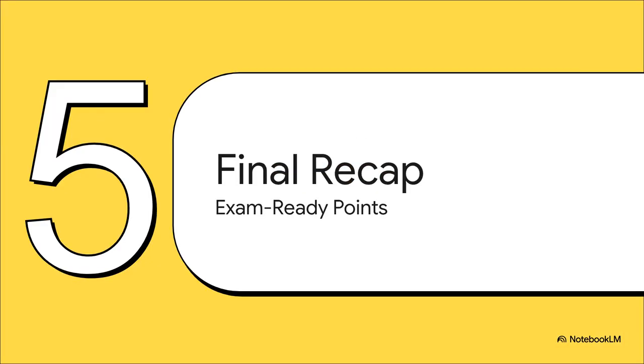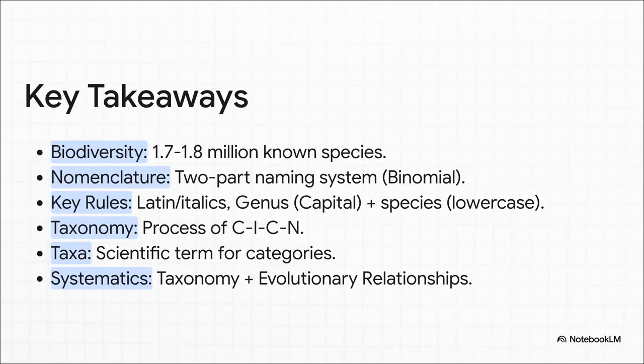Whew, we've covered a ton of key info. So let's do a super fast, high-speed recap of everything you absolutely need to remember for your exam. If you want to take a screenshot, now is the time. All right, here we go. Biodiversity, 1.7 to 1.8 million species. Nomenclature, the two-part naming system from Linnaeus. The key rules: Latin, italics, genus with a capital, species with a small letter.